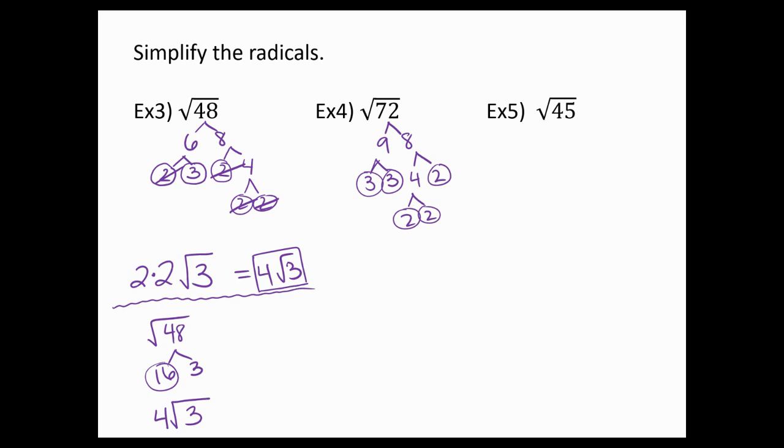So again, I'm looking for pairs. This time I see a pair of 3s. So a 3 gets out. I also see a pair of 2s. So a 2 gets out. And I'm left with 1 leftover 2. The numbers on the outside I multiply. And so my final answer here is 6 root 2.